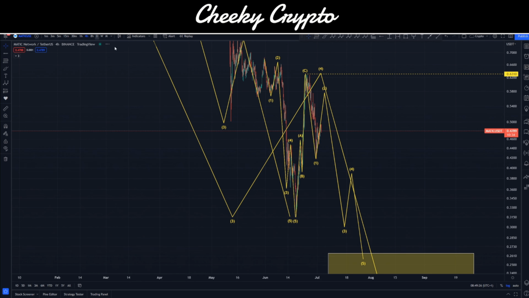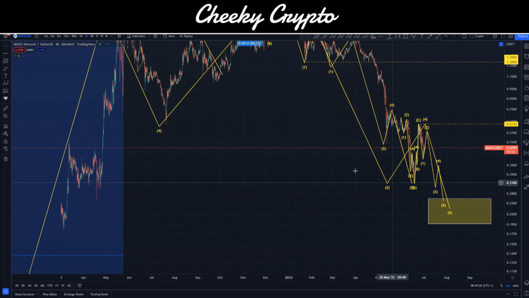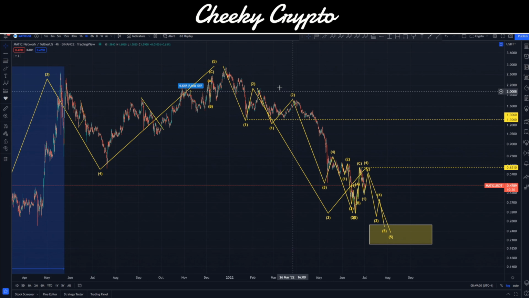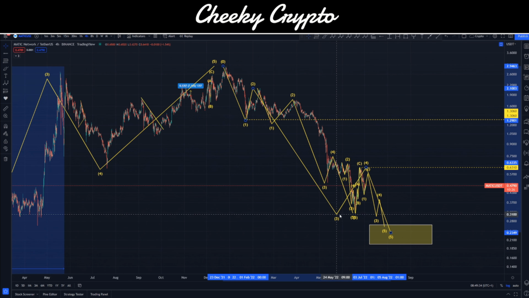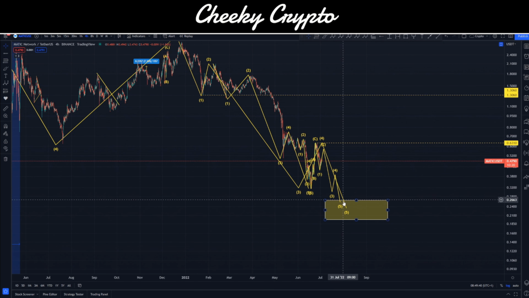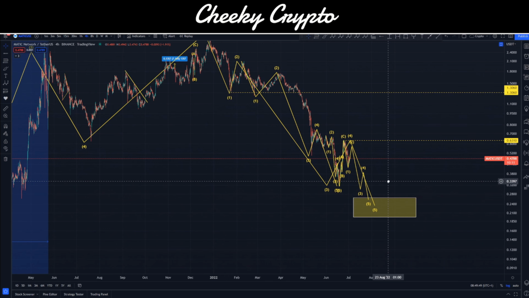Now if I come up into our 4-hour chart and zoom down and bring this out, you can of course see that the whole thing is a 5-wave drop. Our 3rd wave is this low point down here. We had the zigzag taking us up to complete wave 4, meaning that we are looking for a 5-wave drop down into this low range, which I estimate between 19.7 cent and 26.4 cent.